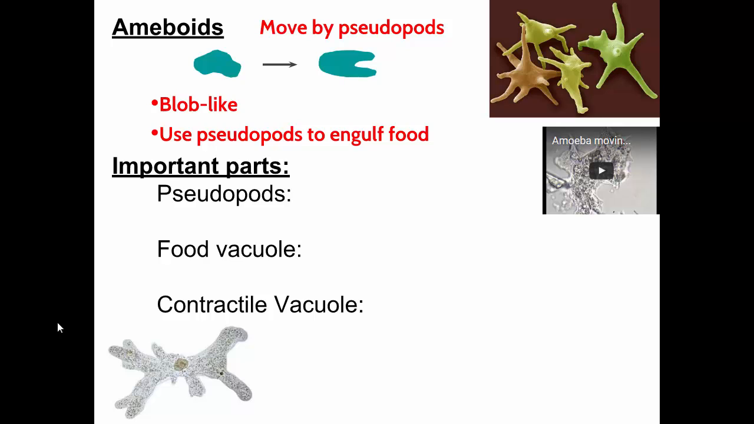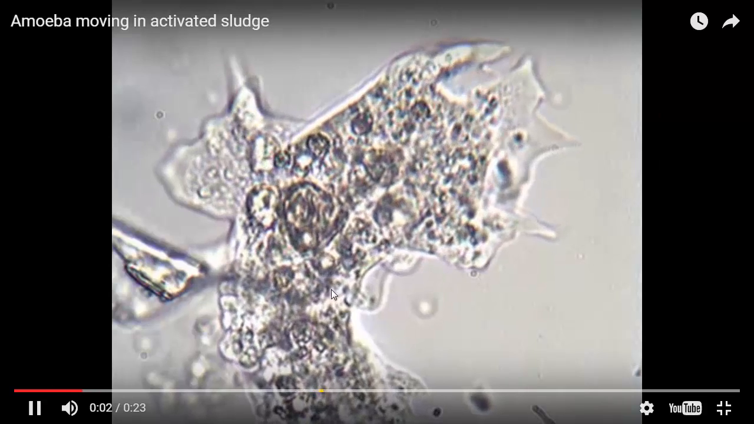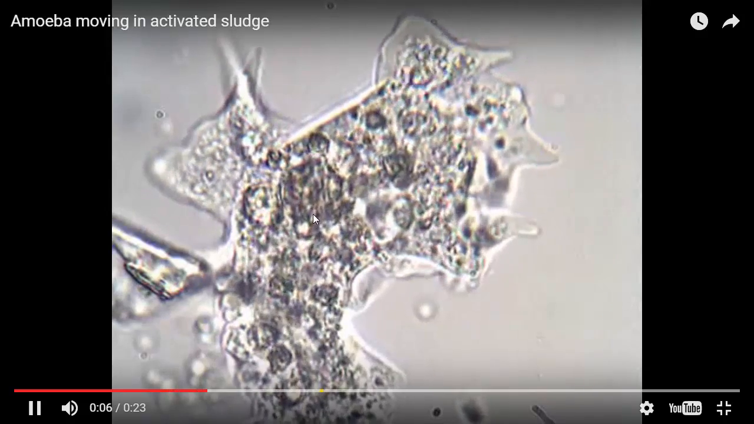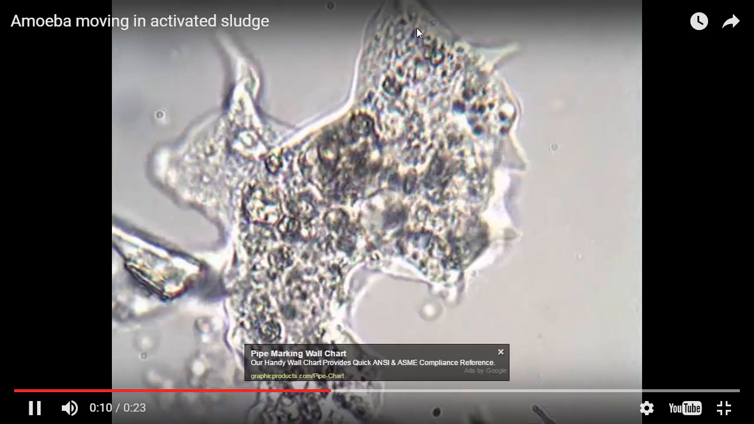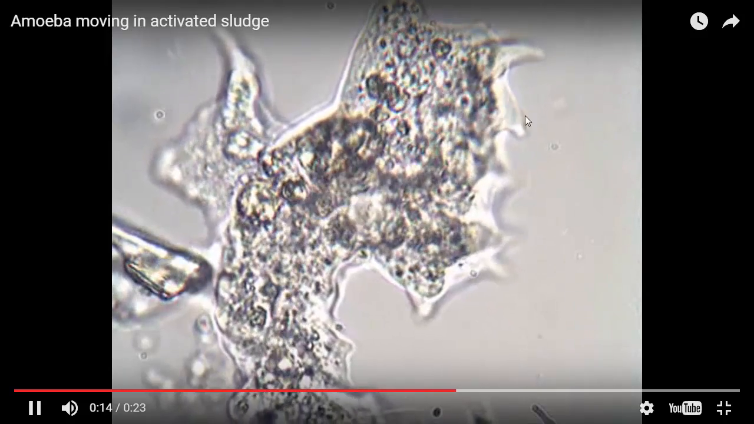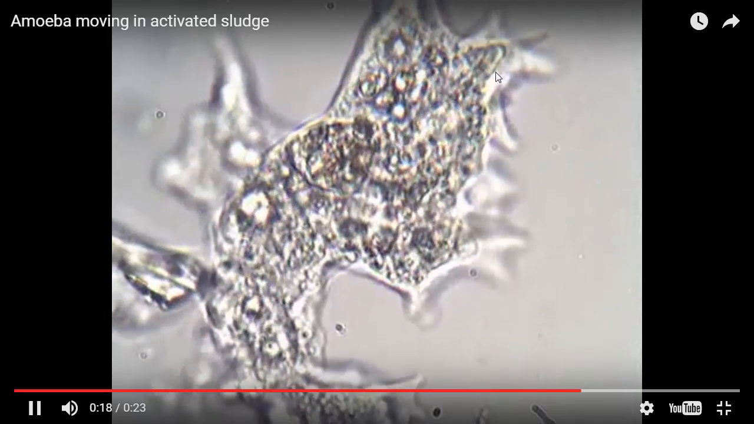So let me show you this little tiny video clip of this amoeba moving so you can get a better sense of what I'm talking about. So this whole thing is an amoeba. And you can see this is the cytoplasm inside of it. And it kind of just oozes forward. This is a pseudopod forming. And that's how this amoeba moves from place to place. Just kind of oozes forward.